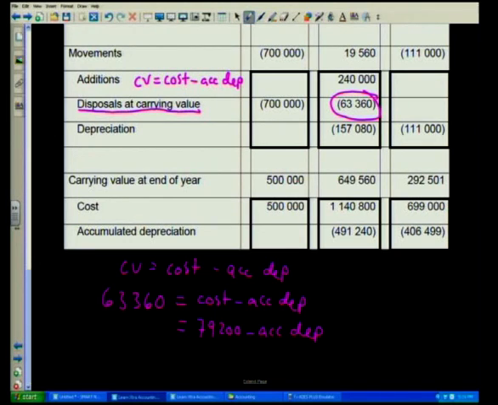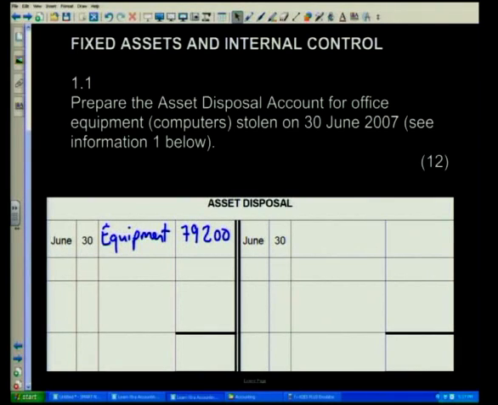So we can say that if 63,360 is equal to 79,200 minus our accumulated depreciation, if you solve this equation, you get the accumulated depreciation equal to 79,200 minus 63,360. All I've done is I've taken the accumulated depreciation to the left-hand side of the equation, so it becomes positive, and I've taken the 63,360 to the right-hand side of the equation, so it becomes negative. Using this, we'll be able to work out the accumulated depreciation on the date of the sale that is supposed to be put in here.